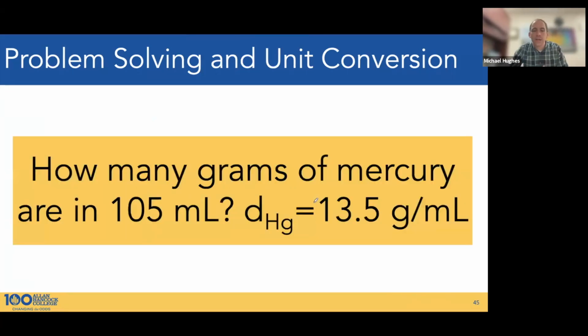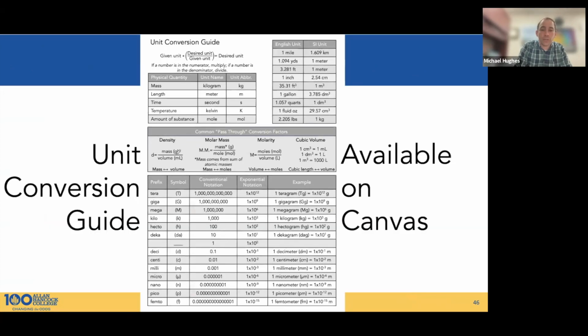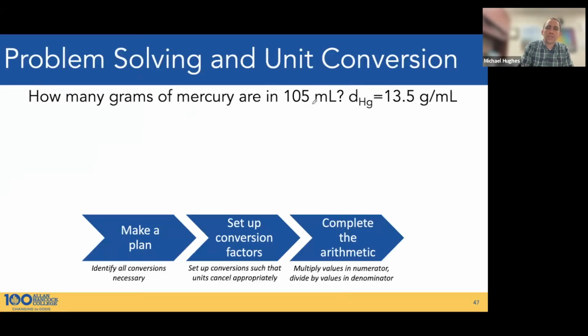How many grams of mercury are found in 105 milliliters? Hint, the density of mercury is 13.5 grams per mil. But we're asked for grams and we're given volume, so we're going to need a pass-through unit, and that's going to be density, which relates grams to volume, mass to volume. And so we're going to make a plan. We're going to go from milliliters to grams using the fact that the density, which is our pass-through unit, of mercury is 13.5 grams in every 1 mil.